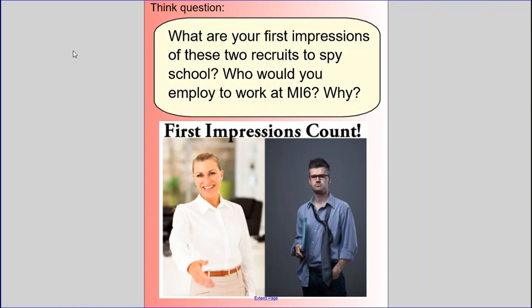However, the candidate on the right, you can see his uniform is very messy. He looks a little bit miserable. He's wearing jeans, which shows that he doesn't really want to make a good impression, does he? He looks a little bit lazy, a little bit sloppy, and that might cause me to think that he's going to be a bit sloppy in his spy work.